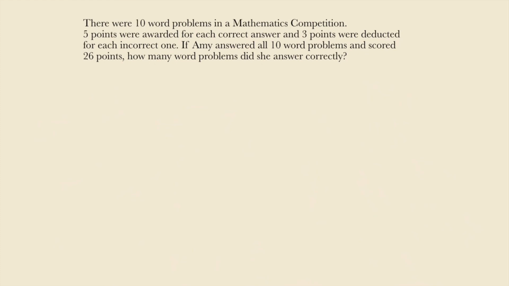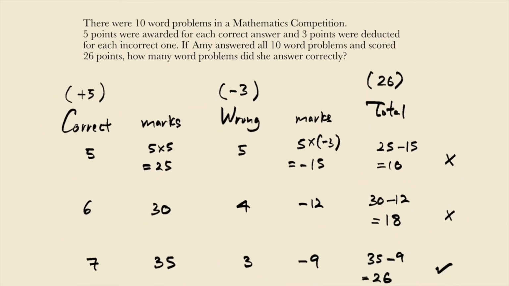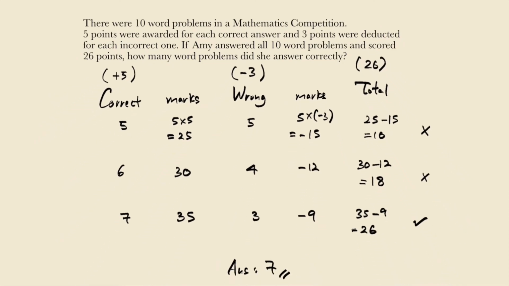There were 10 word problems in the maths competition, 5 for every correct answer, 3 deducted for every wrong answer. So 10 word problems, 26 points. So the table looks like so. Let's guess 5, 5. We get a total mark of 10. So let's guess that she got 1 more correct and 1 fewer wrong. So the total now is 18. So that's an increase of 8. And if you do it again, you're just going to get to 26, which is the desired total.